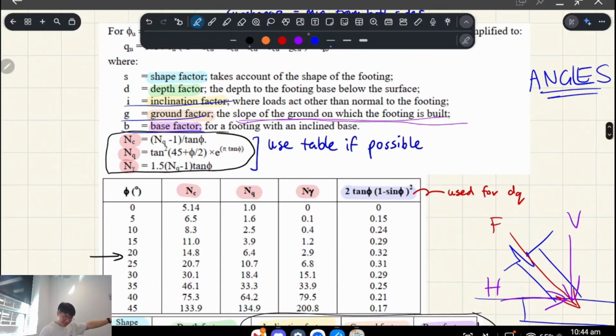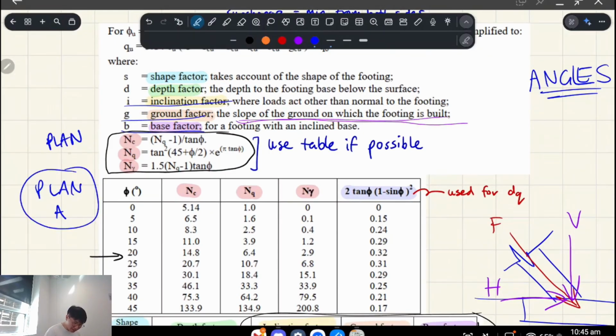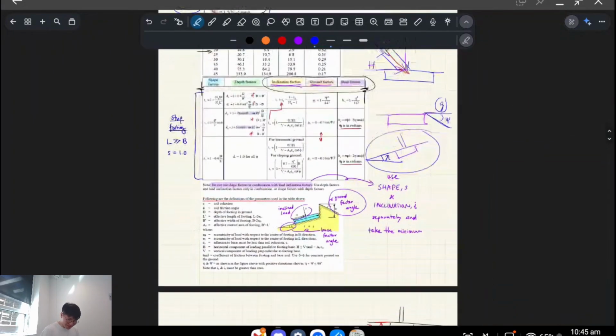Basically your plan A is to use this table, and your plan B is to use these formulas. So you only use the formulas if it's not on the table. Do you know what I'm saying? Okay. So we have to use these formulas.